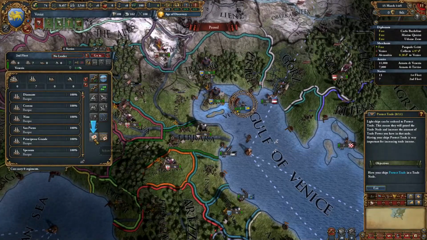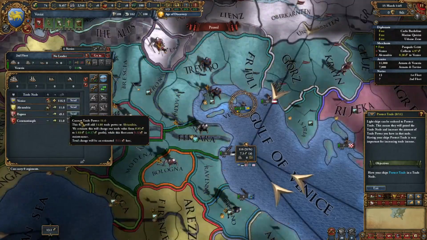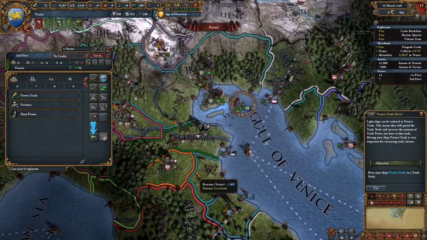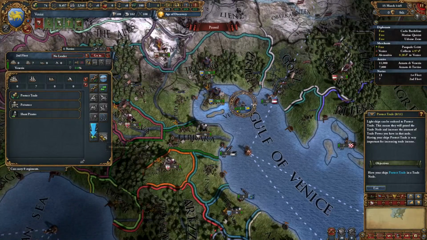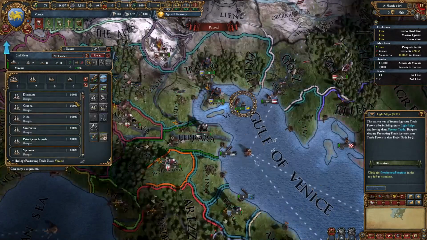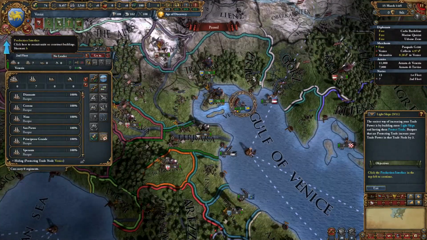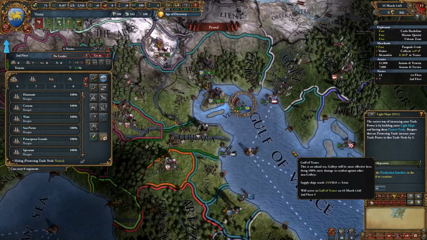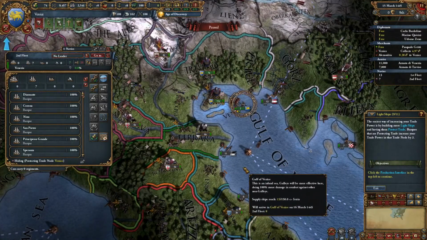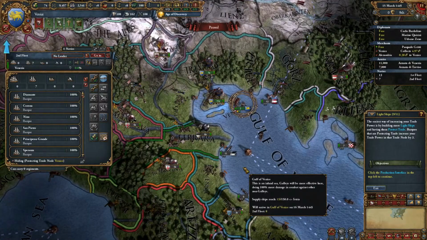Now protect the trade node. Okay. We need that. Protect that. And go. That didn't work. We need that one. So, who knows why that was showing there. The easiest way to increase your trade power is by building more light ships and having them protect the trade.